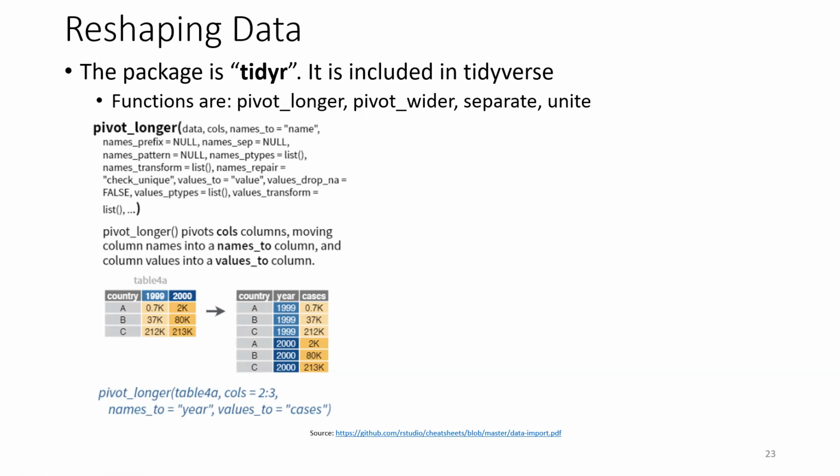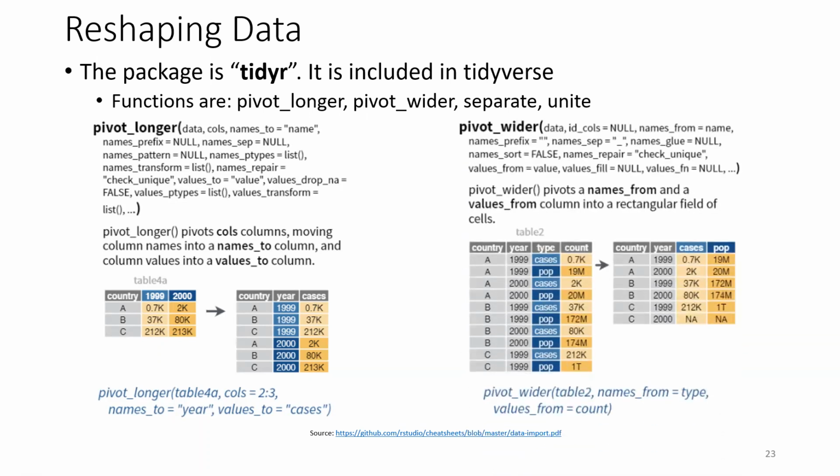The next function is pivot_wider. It kind of reverses what the pivot_longer function does. As you can see in this example, this is a longer table, so pivot_wider makes it wider. The function is pivot_wider. The first argument is the name of the dataset, which in this case is table2. Then the names come from the column type, so cases and pop go in here: names_from type. And then values_from count, so we are putting in the values that are coming from the column count here.